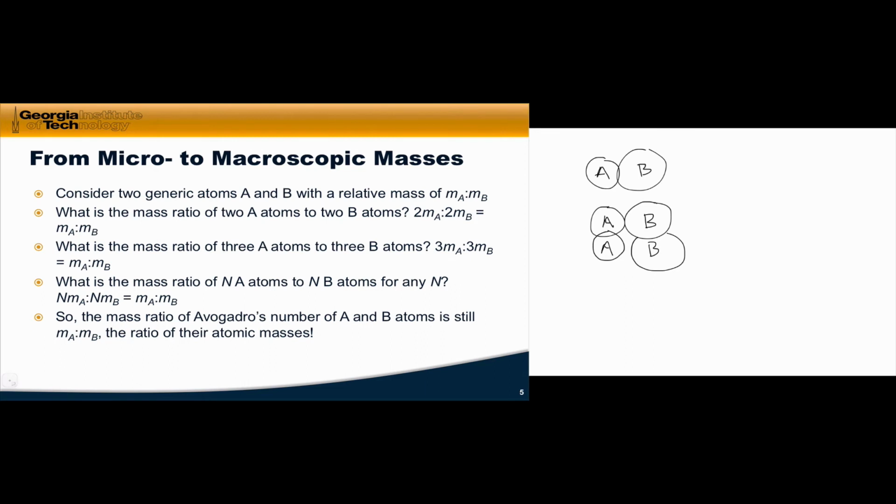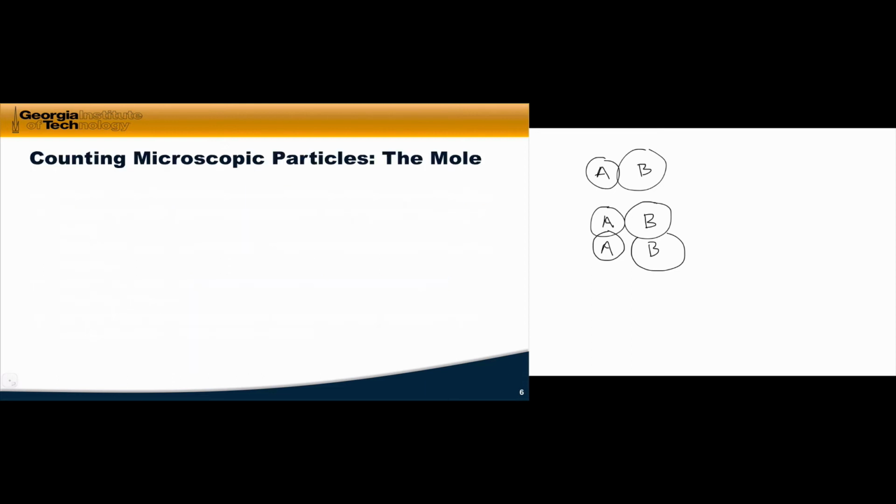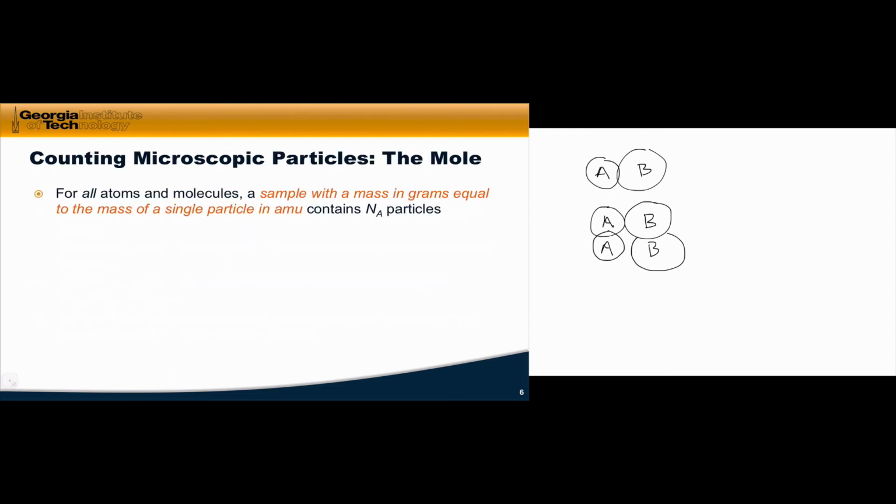What that means is the mass ratio of any particular number, let's take Avogadro's number of A and B atoms, is still m sub A to m sub B. That's the ratio of their microscopic atomic masses, right? That's the mass ratio of one particle of A to one particle of B. What this means is that we can use the ratio of masses at the atomic level, in other words, the relative atomic masses, to reason about the relative masses of a mole of substance for any particle, atom, molecule, what have you. And so our means to count microscopic particles is the mole.